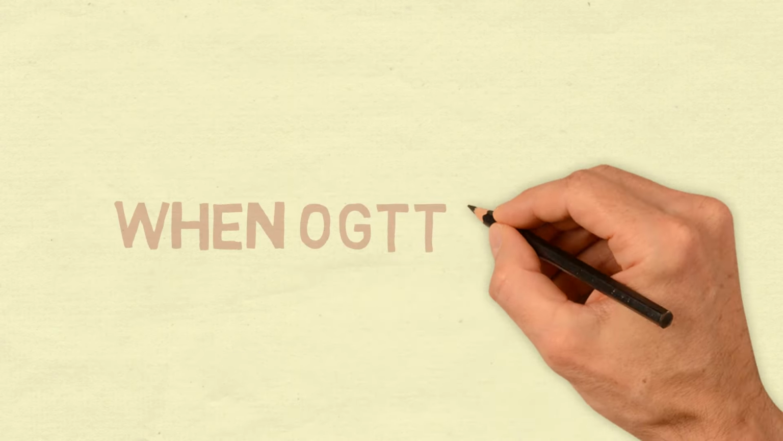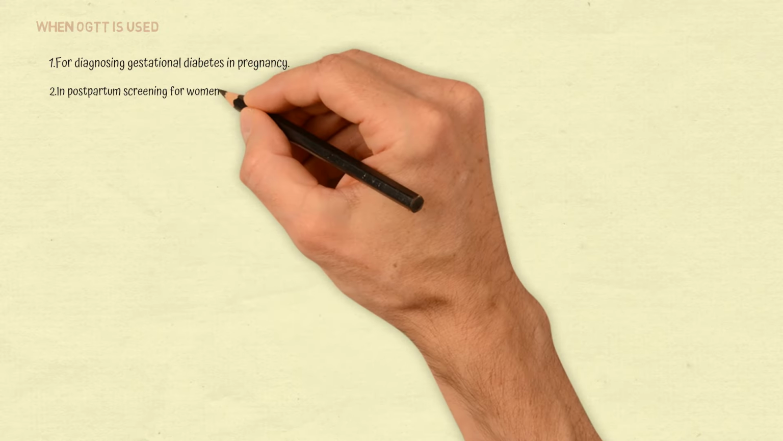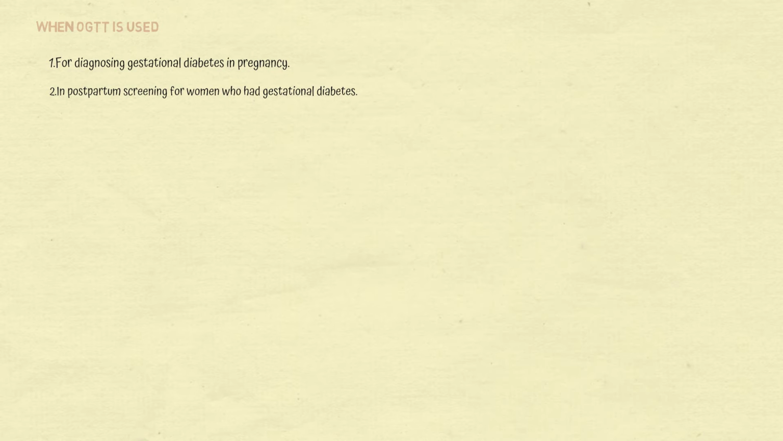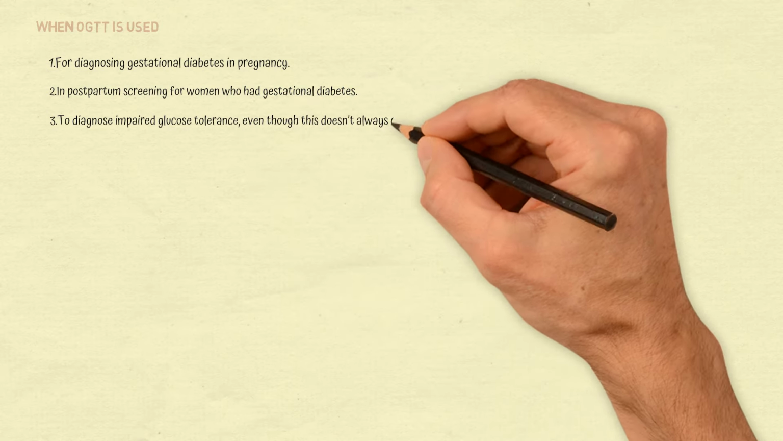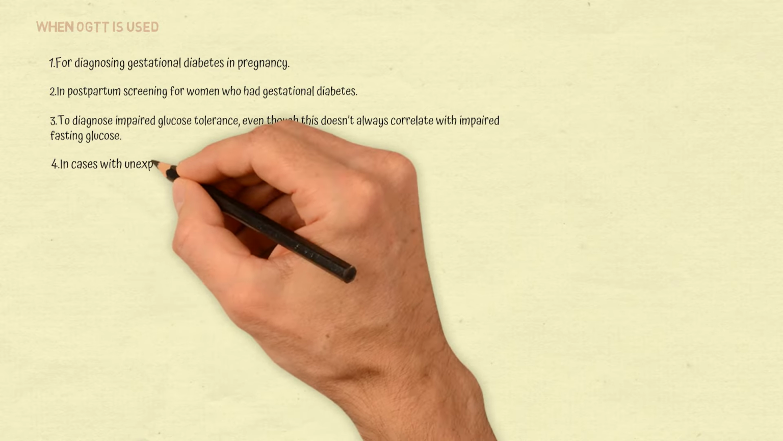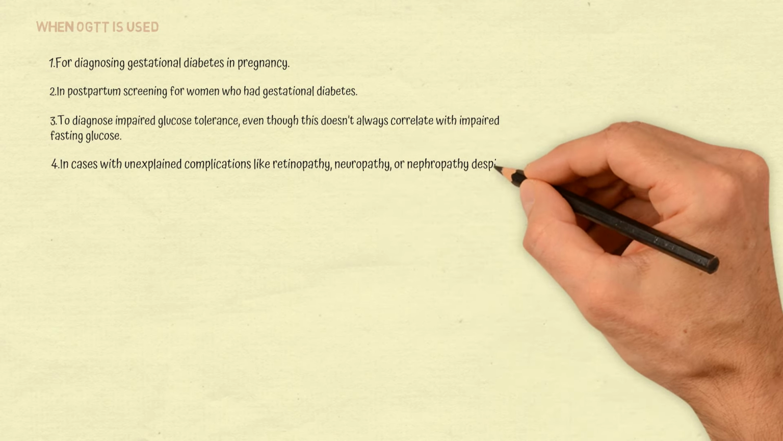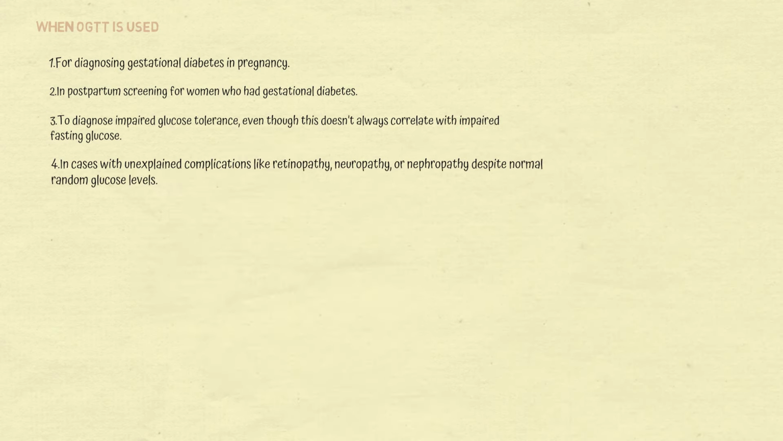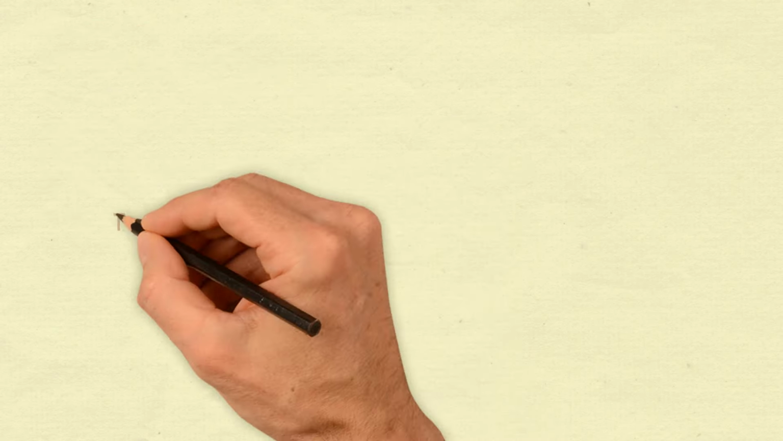Although not common, OGTT is used in specific situations. 1. For diagnosing gestational diabetes in pregnancy. 2. In postpartum screening for women who had gestational diabetes. 3. To diagnose impaired glucose tolerance, even though this doesn't always correlate with impaired fasting glucose. 4. In cases with unexplained complications like retinopathy, neuropathy, or nephropathy despite normal random glucose levels. 5. For large-scale studies to gather population data.